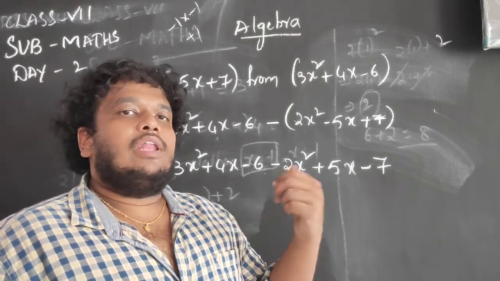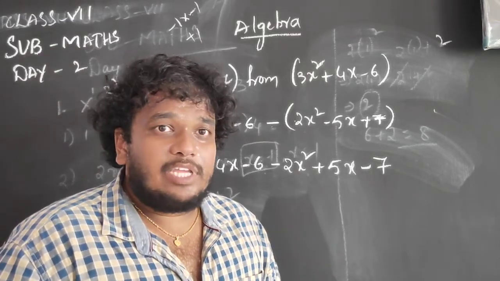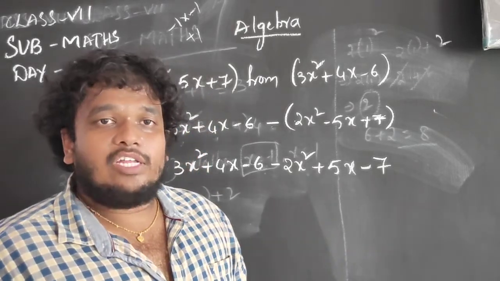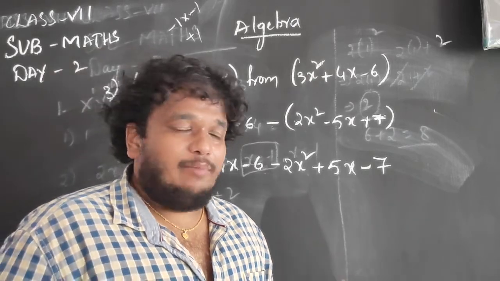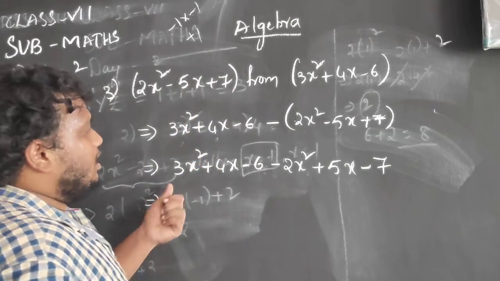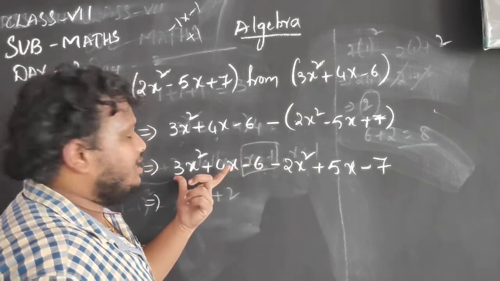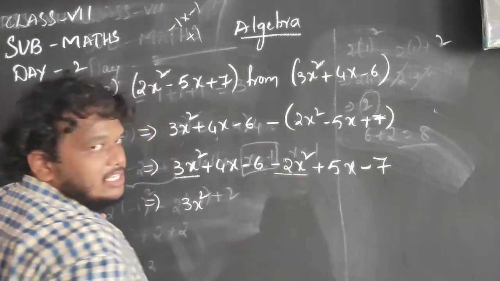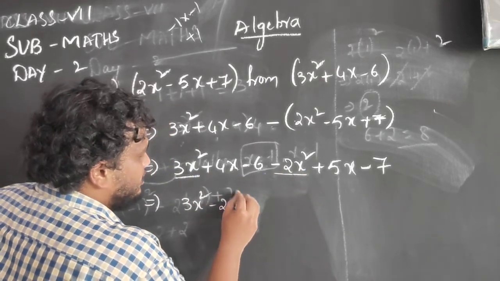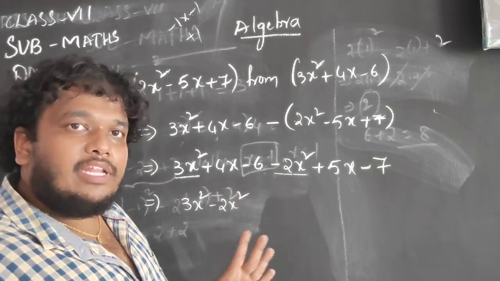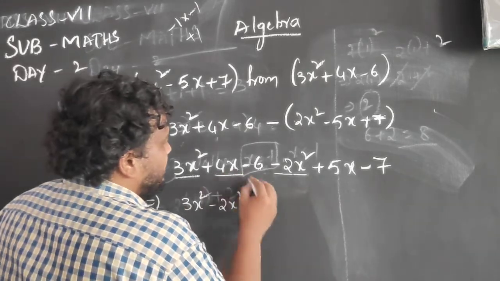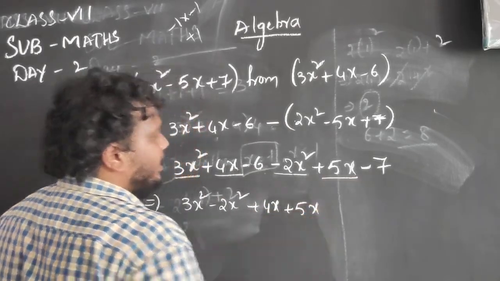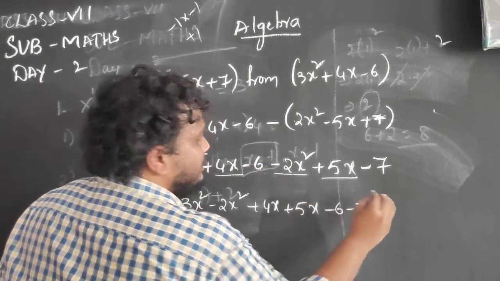Remind yourself what the like terms are. I said that the like terms can be added or subtracted. Now see what the like terms are here. Which belong to the same family? Whatever is in the same x square family: 3x square and minus 2x square. So I can subtract 3x square and minus 2x square. Next, the x family: you have 4x here and also plus 5x. Now here, minus 6 and minus 7.